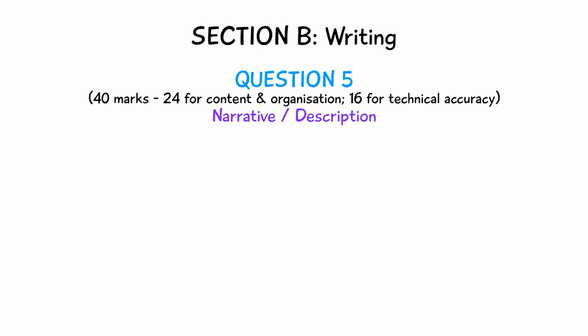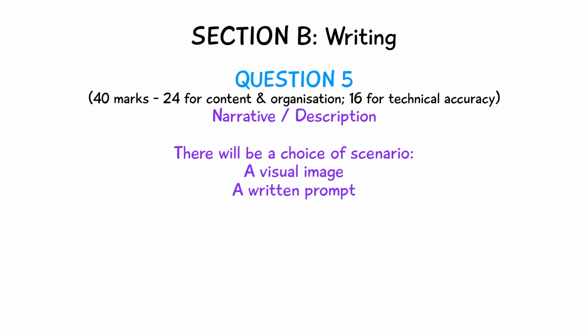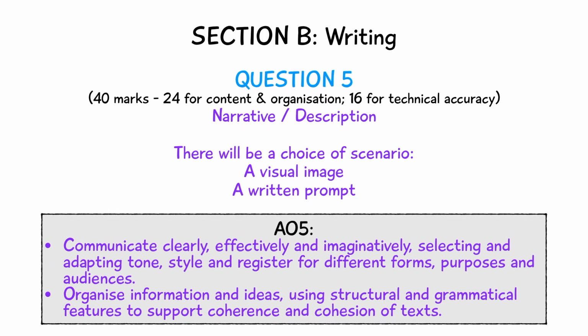So question 5 is the only question in section B, and this is the writing question. You'll be given a choice of scenario, a visual image, or a written prompt. You choose to answer one of these options. The question is worth 40 marks in total, and they are broken down into 24 for AO5 and 16 for AO6. For AO5, you're being assessed on your content and organisation.